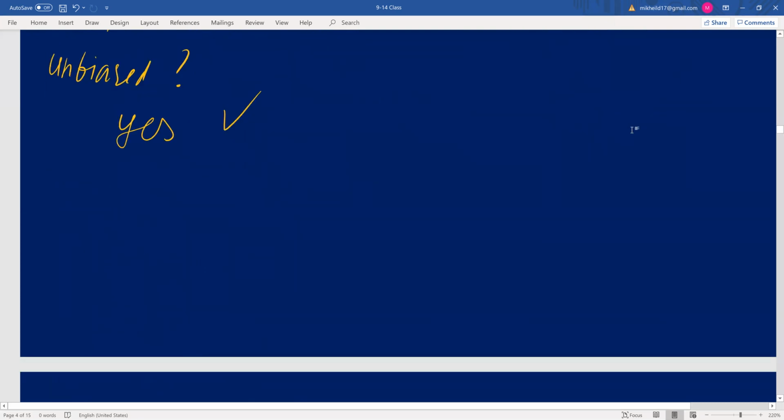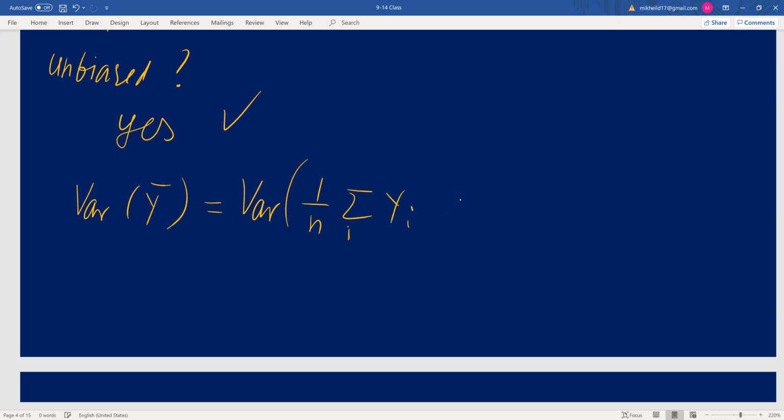Now let's check if y bar is consistent. To check that, we need to calculate the variance of y bar. Guys, just let me know that you are here and that you are following. So, scroll up for a second. This will be 1 over n summation of yi, where i changes from 1 to the sample size. So this will be 1 over n squared times the variance of y1 plus y2 plus and so on plus yn.